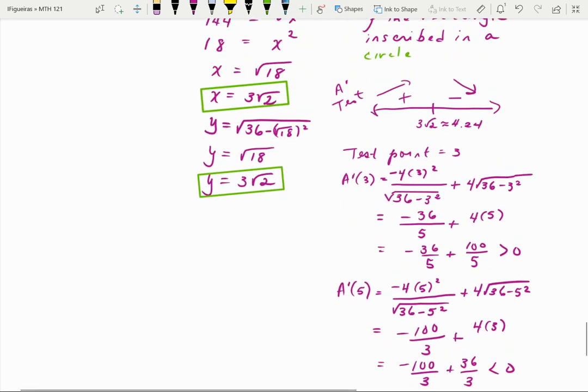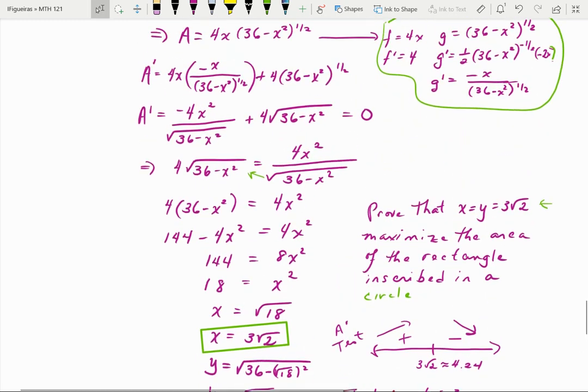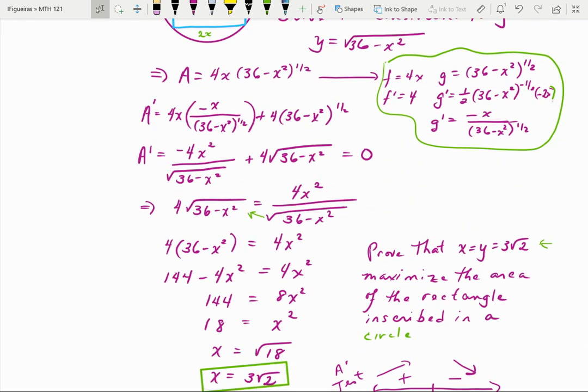Okay, so those were your examples. You should try the example for the homework for 4.7. So good luck.